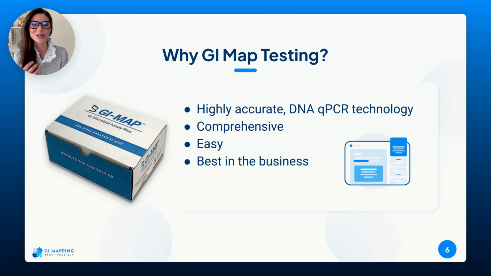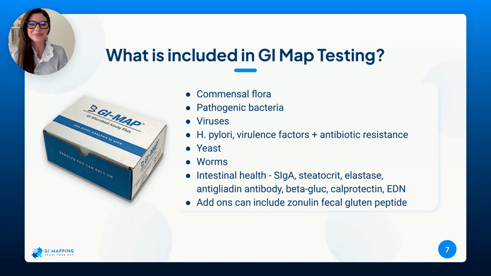It's easy. You ship the box to your client. They get it at home. They can do the testing at home. It's a stool test. They have clear instructions on how to send it back off to the lab. And we love Diagnostic Solutions because they are the best in the business. They are efficient. They are well organized, and they have been around since the very beginning of stool testing. So that is why we love the GI map test. So what do we see in this test?